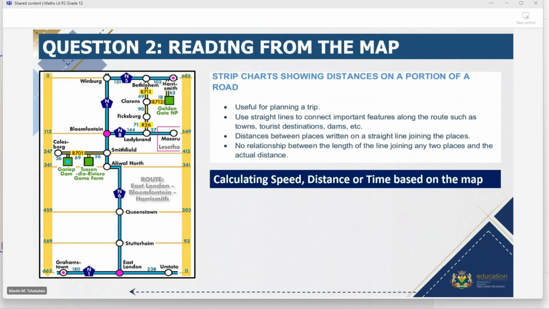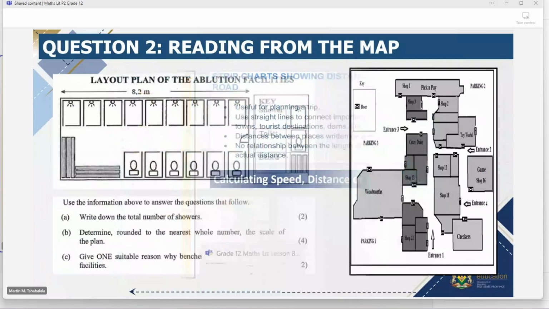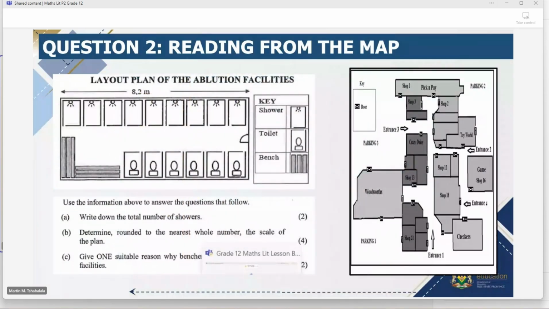If the question says kilometers per hour, the answer will be 113 divided by 2. More or less, it will give you the speed as to how long I was traveling. So those are the questions that you can expect. Now, the layout plan, I told you about the layout plan.